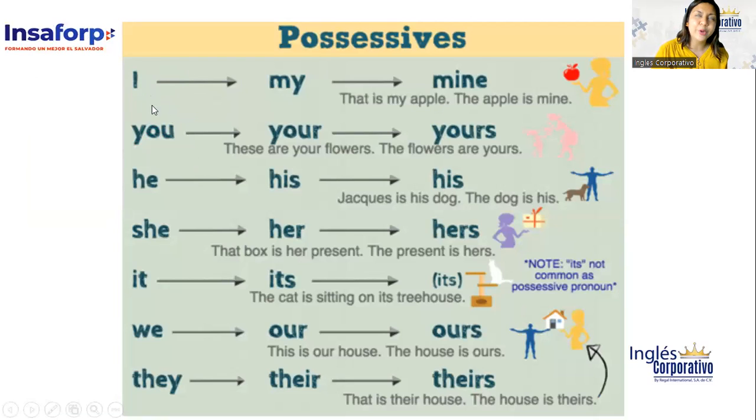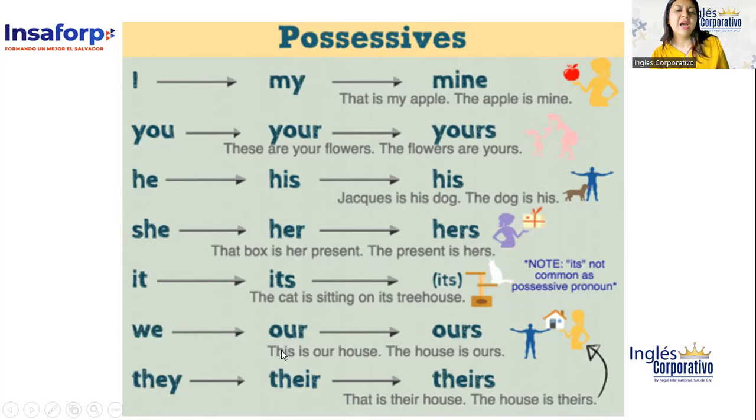El sujeto, el pronombre de sujeto, el adjetivo posesivo y el pronombre posesivo. Los nombres se nos pueden confundir, pero lo importante es que usted sepa cómo se usa. Entonces tenemos I, my, and mine. You, your, yours. He, his, his. She, her, hers. It, its. Y aquí hay una nota. It's not as common as a possessive pronoun. Casi no se usa el its como possessive.